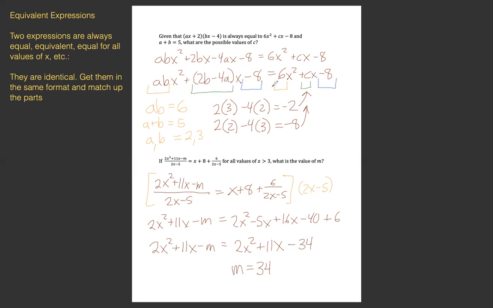That's the idea on these. There's a few ways they can say it, that the expressions are equal for all values of x, or basically all values of x, that they're equivalent, that they're identical, they're always equal. It just means they're the same thing. So you get them in the same format, and you match up each of the parts, and then those have to be identical part by part as well.